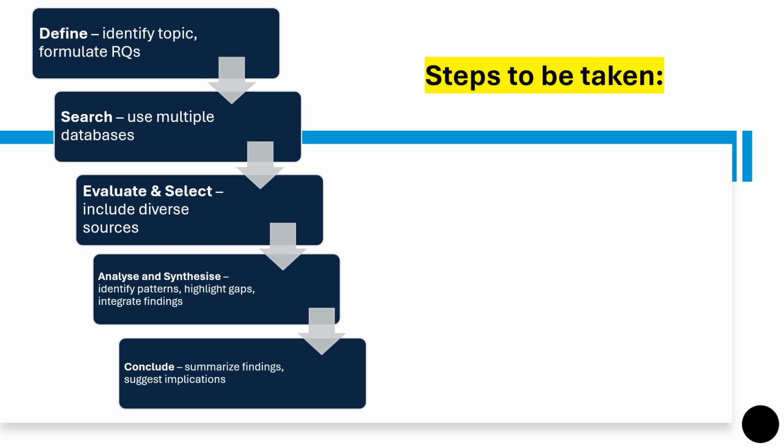Your third step will be to evaluate and select studies, where you critically assess the quality and relevance of the studies. Include diverse sources to ensure a balanced perspective. Your fourth step will be to analyze and synthesize the literature, where you identify patterns, themes, and relationships across studies. You can also highlight contradictions, gaps, or underexplored areas, and then integrate the findings to develop new insights or frameworks. Finally, in your last step, summarize the key findings of the review and suggest the implications for theory, practice, and future research. This is what will form the basis of your research questions and your own research project.